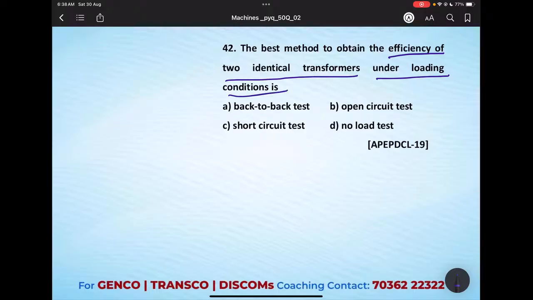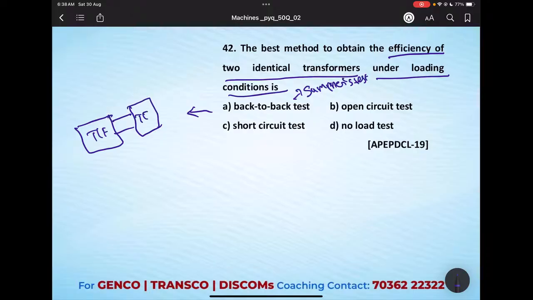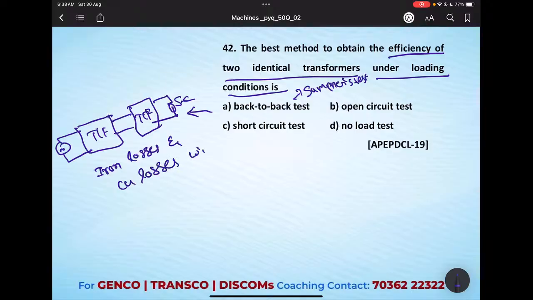First one is the back-to-back test. This test is also called Sumpner's test. What we are doing here in Sumpner's test is connecting two identical transformers back to back. Then the secondary of the second transformer is short circuited. So in this, what is going to happen? Both iron losses and copper losses will occur at a time.